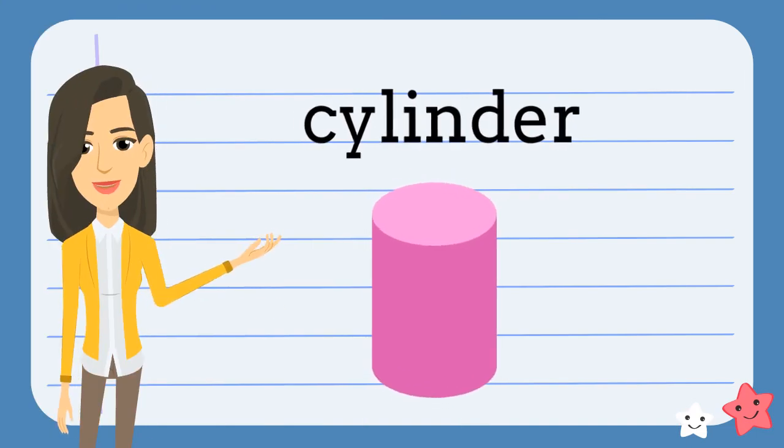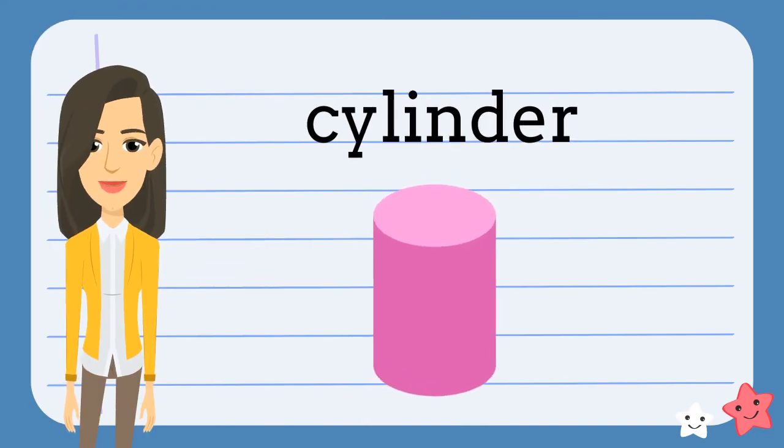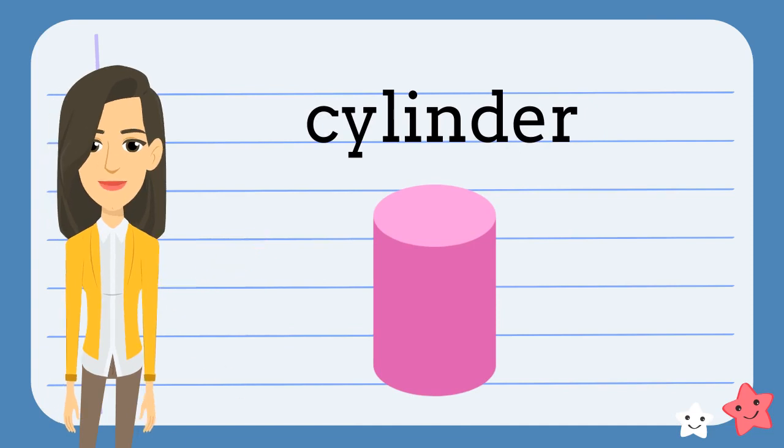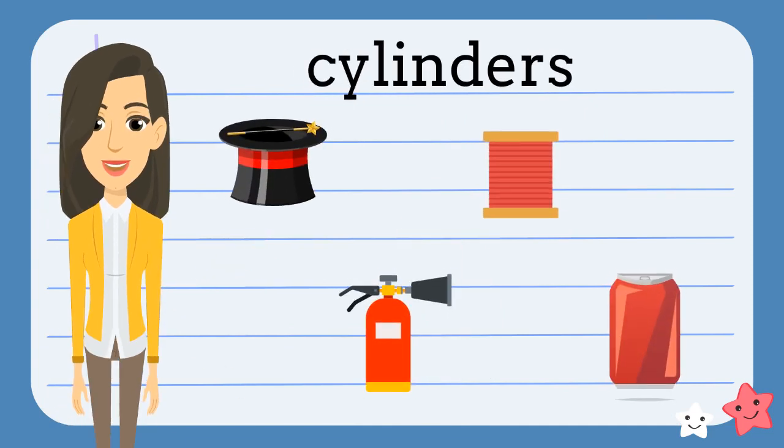A cylinder has 2 faces that are shaped like circles. It doesn't have edges or vertices. There are many objects that are shaped like a cylinder. Magic hats, spools, fire extinguishers, and soda cans are all shaped like cylinders.